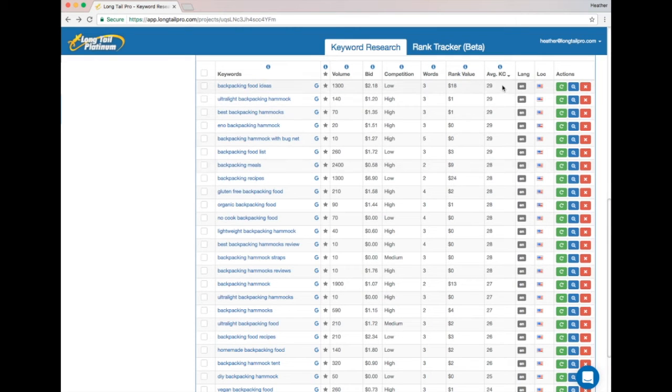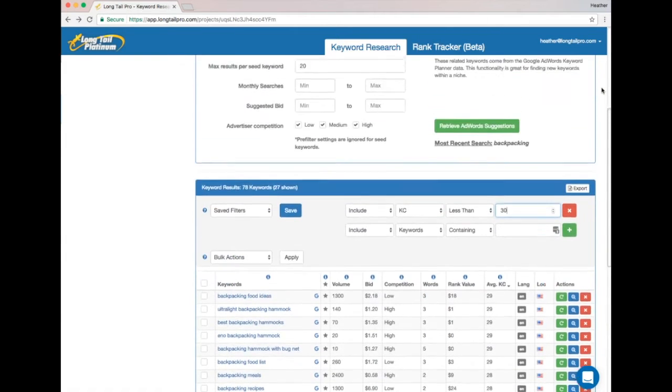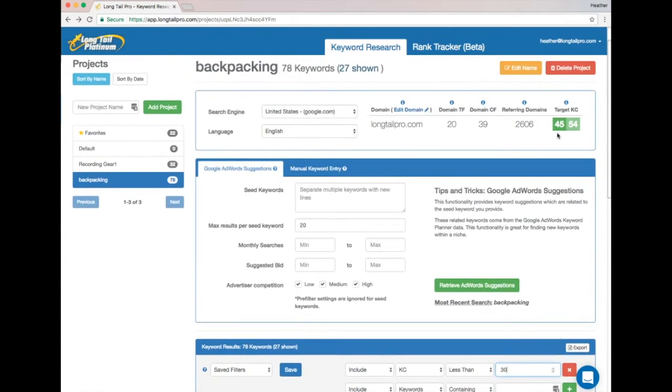Let's take a look at some in-depth search engine analysis and how to do competitor analysis when you're in Long Tail Platinum. As you know, you can use the keyword competitiveness score to get a quick idea about how difficult it's going to be to rank for that keyword. Anything under 30 we consider to be a low competition keyword, and if you're using Target KC, then we've given you a KC range to look at as well.